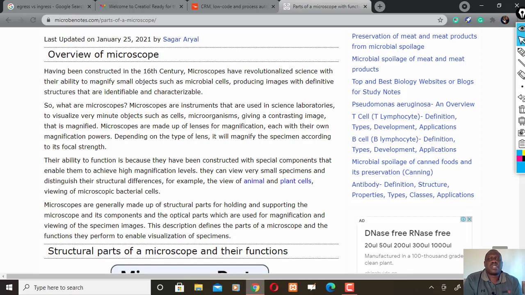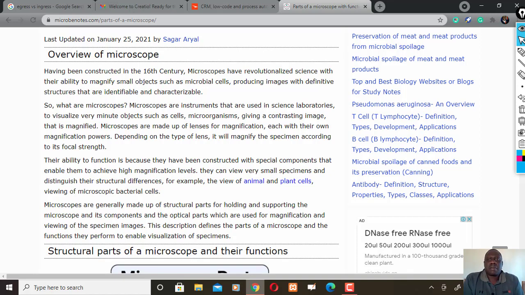So, as you can see from the notes on your screen, the microscope was first manufactured in the 16th century. Microscopes have revolutionized science with the ability to magnify small objects such as microbial cells, producing images with definitive structure that are identifiable and characterizable.